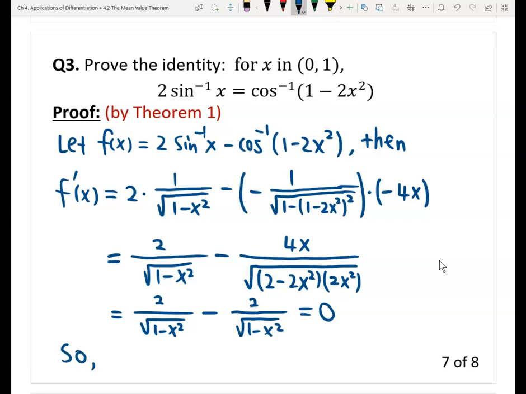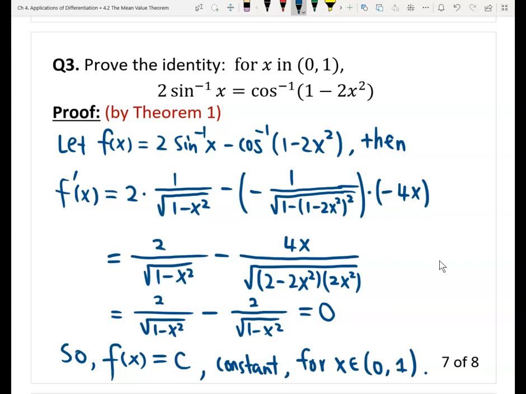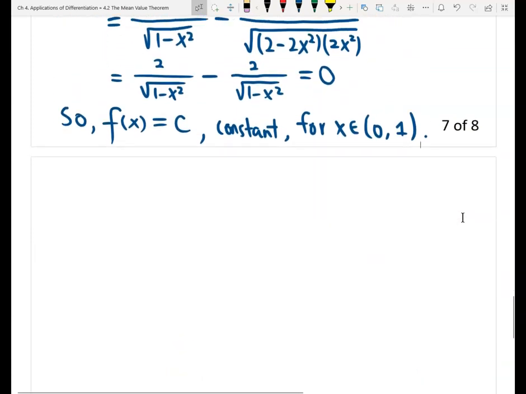And what do we have? By theorem 1, we have f of x should be constant, should be equal to c, you know, c is like a constant number, and for all the x between 0 to 1. Is this the proof? Almost, okay, and what's the identity? The identity we should prove is f equals 0. Now we get f equals a constant. All we need is to find c equals 0, right? Let me go and find that c equals 0. Because this constant function is equal to which constant number?